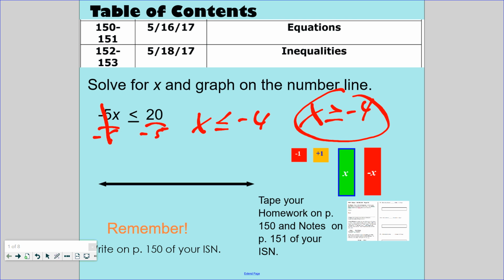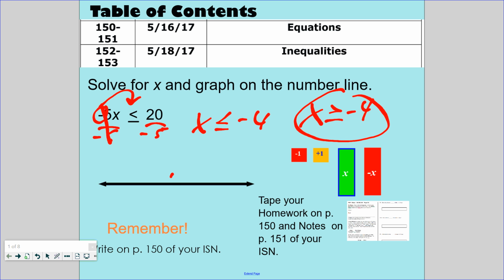Let's use 10. What's -5 times 10? That's -50. Is that less than or equal to 20? It is. Is 10 less than or equal to -4? No. But is 10 greater than or equal to -4? It is. So in case you forgot the rule, when you divide by a negative or multiply by a negative, you do the opposite sign. You reverse the sign around. Because do you see this negative right here? It says do the opposite of less than, with greater than or equal to.